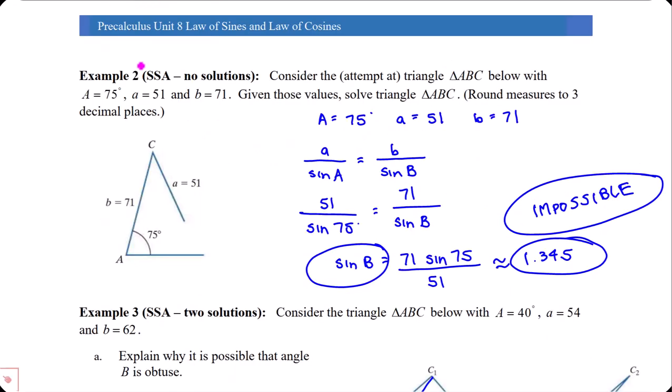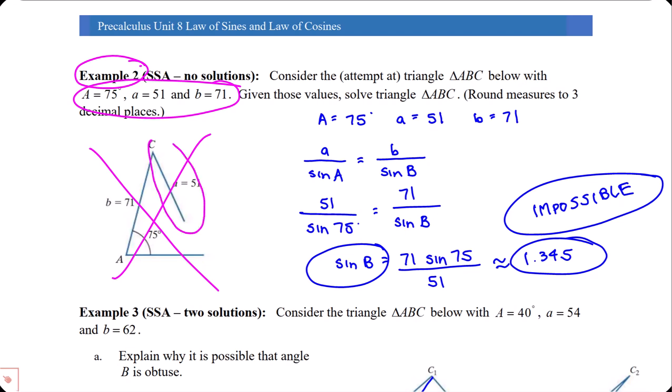Now in example 2, what they might do is they might just give you this information and not the picture. Because with the picture you can see that 51 is not going to reach, and so it's not possible. And so some of you are just going to draw the picture and make this 51 and fool yourselves. And that's dangerous.